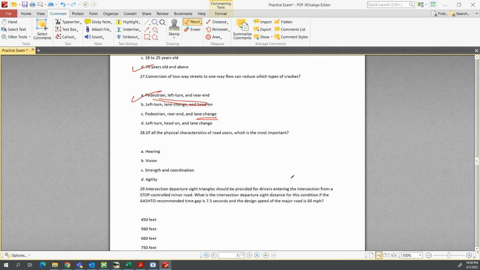So let's move to the next problem. Of all the physical characteristics of road users, which is the most important? Always for a road user, vision is the most important characteristic. So this should be vision.